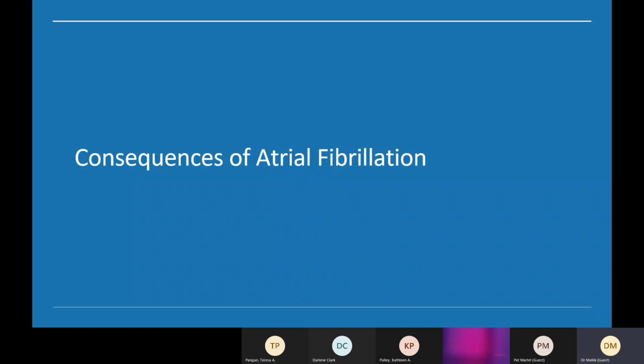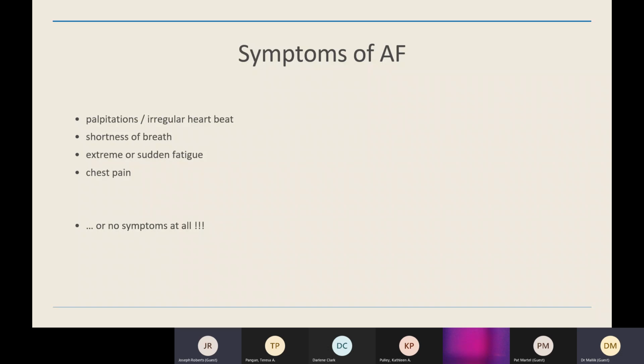Atrial fibrillation or AFib can have certain consequences, essentially symptoms and adverse events. I'm sorry, someone is paging me as well. So what are the symptoms of atrial fibrillation? When the heart is beating irregularly and fast, people feel palpitations. They feel their heart just racing along.